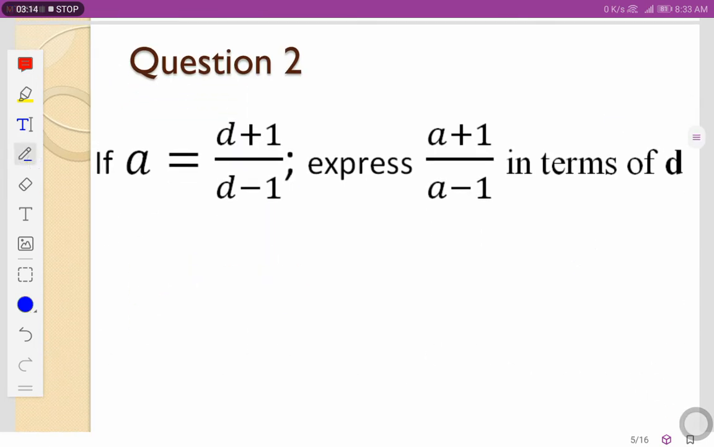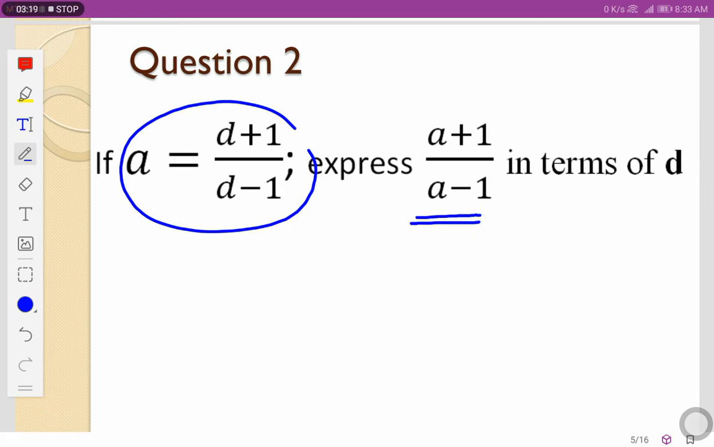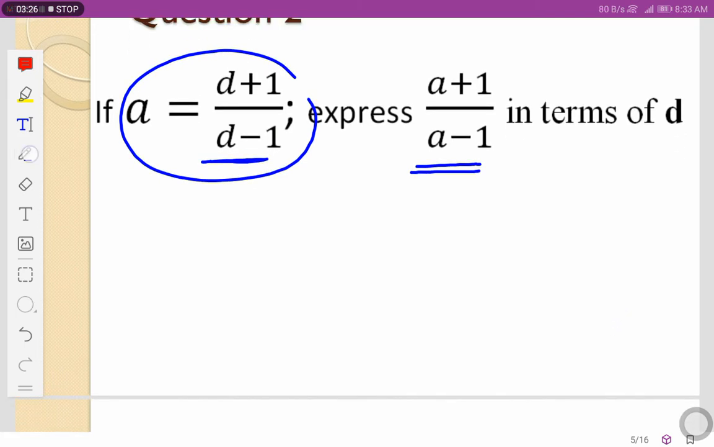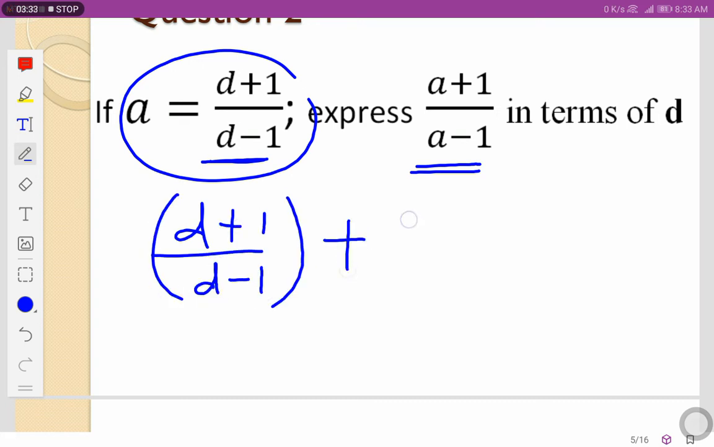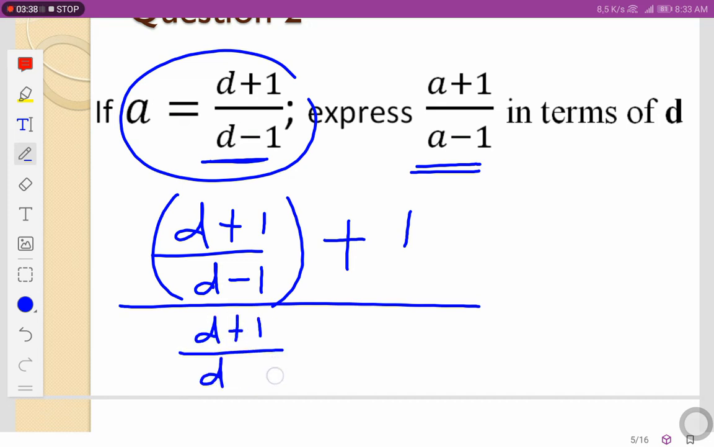We are given A as this, and they want us to express this in terms of D. We have to substitute for every A with this item here. So let's do that. For A, I'll have D plus 1 over D minus 1, then plus 1 over D plus 1 over D minus 1, and then minus 1 there. So that's what we now have at this juncture.